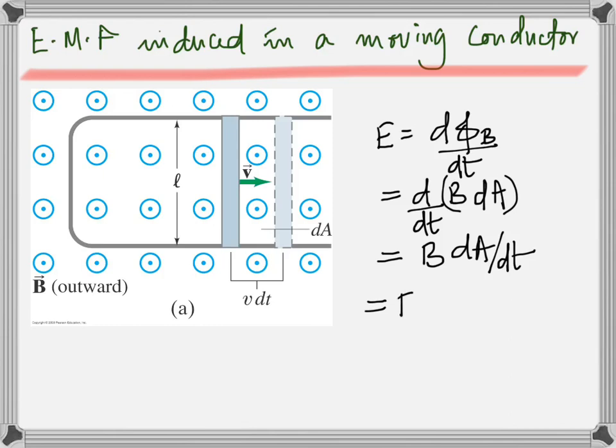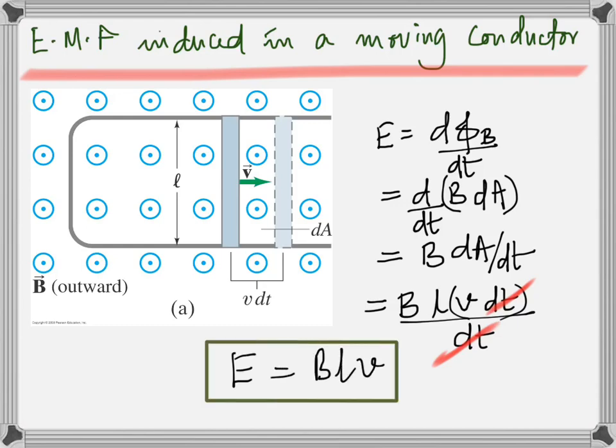And dA, isn't this the change in area in this figure? Isn't that length multiplied by v dt, where v is the velocity with which you're moving it? Because this is the width. So that's why it's length multiplied by v dt divided by dt. The dt's get cancelled and you get a cool formula there. So the induced EMF is B times the length times the velocity. It's not negative? You could put a negative, but remember that the negative only shows the direction. It doesn't affect the magnitude.